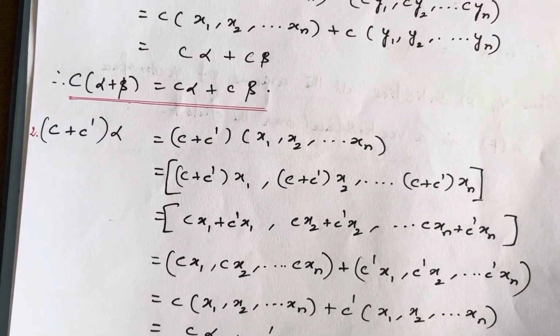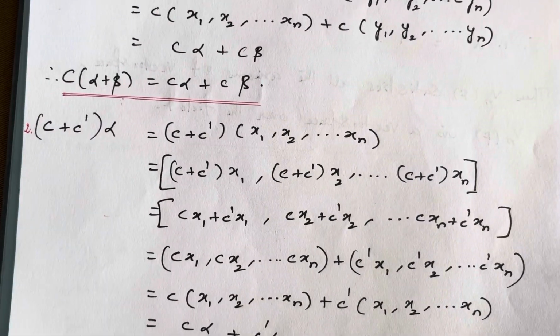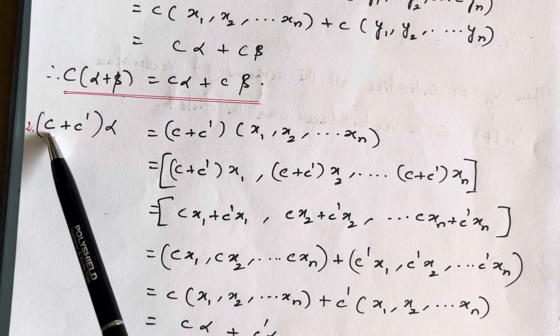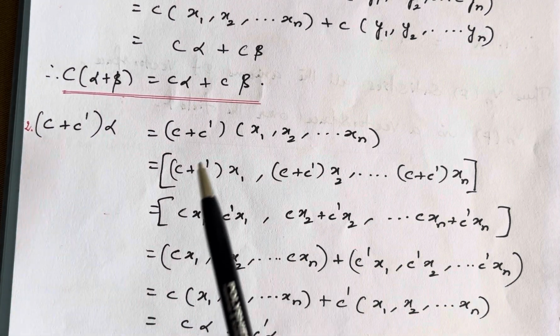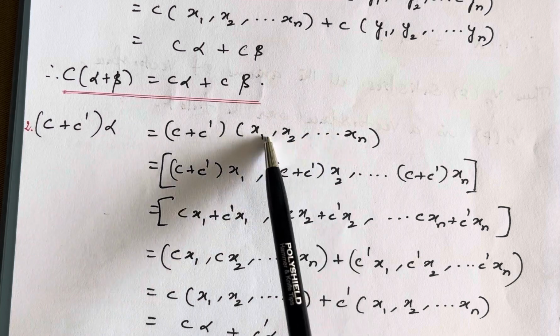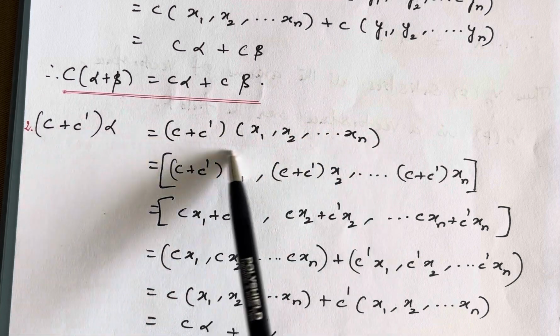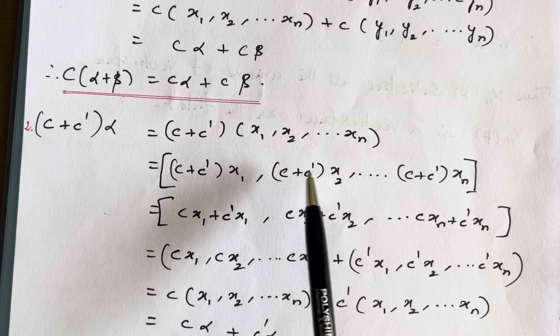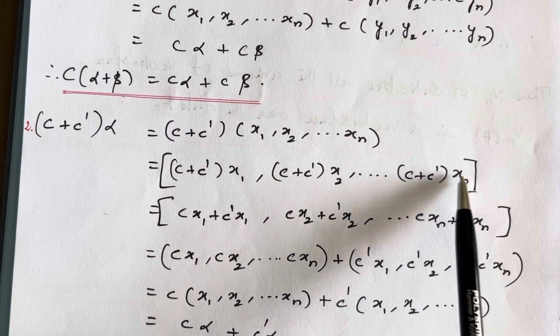The second one is going to be c plus c dash of alpha. So what is c plus c dash of alpha? c is a scalar, c dash is also a scalar. So c plus c dash into alpha, x1, x2, etc., xn. I'm just multiplying with that scalar: c plus c dash x1, c plus c dash x2, etc., c plus c dash xn.